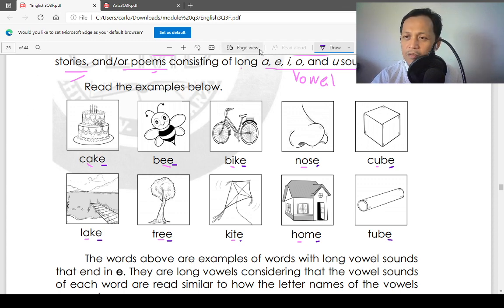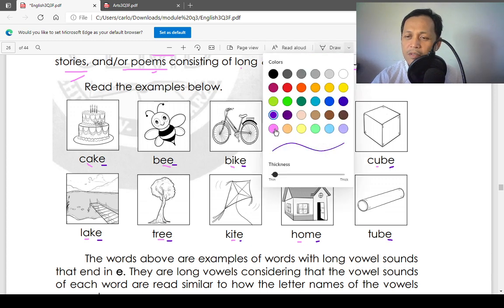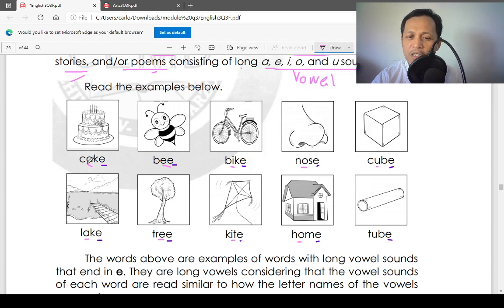Now, we call this the long vowels, no? How do I prolong the sound of the long vowels? Okay, for example, let us again listen to this. We have cake. Notice that the letter A sound is pronounced long, no?